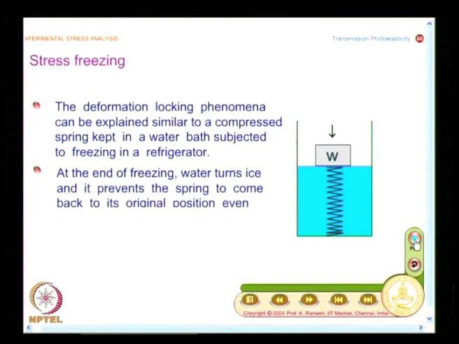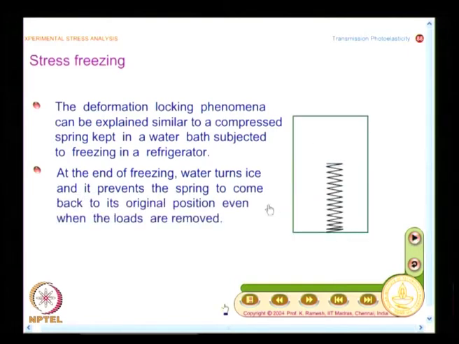So, that is what you see here, the water turns to ice and it prevents the spring from coming back to its original position even when the loads are removed. I do not have to keep the load here. The animation also shows that load is removed. When this was water, load was necessary to keep it compressed. The moment it becomes ice, you do not need to keep the load to keep the spring compressed.